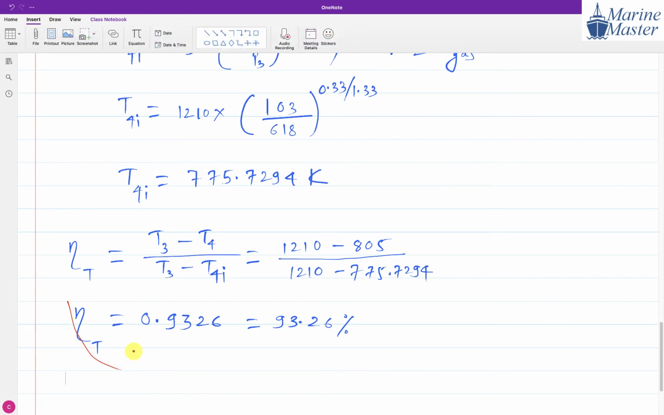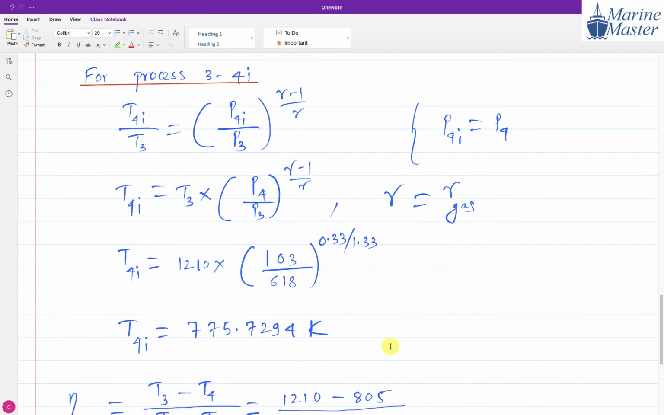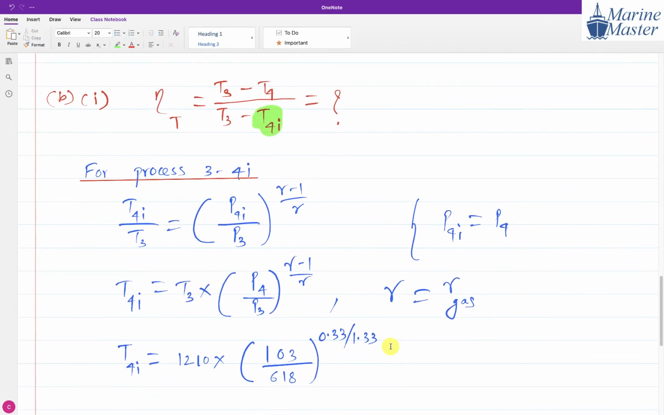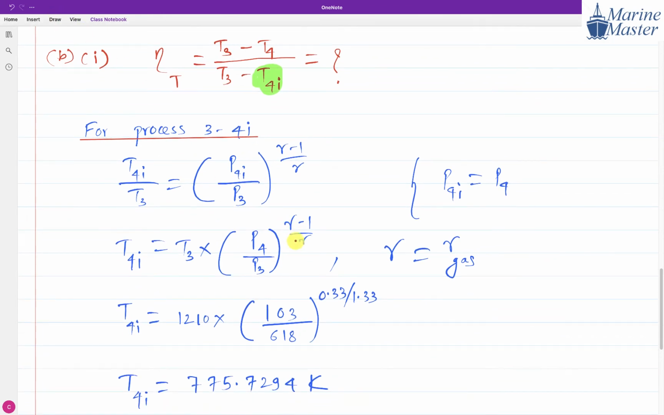Let me make it the answer. Always put the answer in a box, guys. It is a good practice. So in this way we got B's first part answer. Now, before going further, everyone write down this discussion up to T4i.